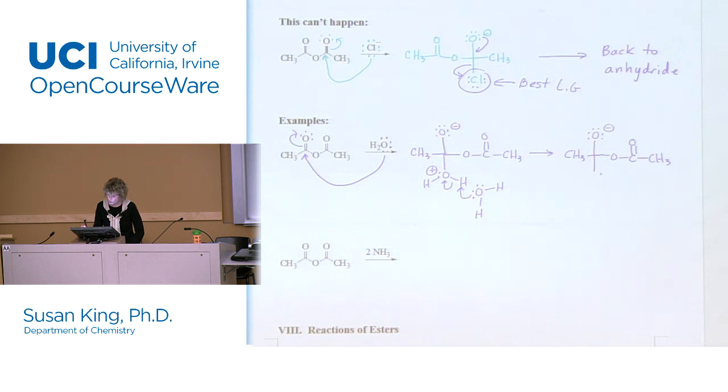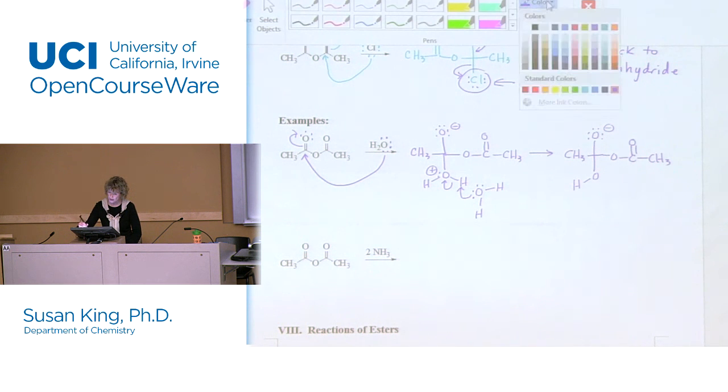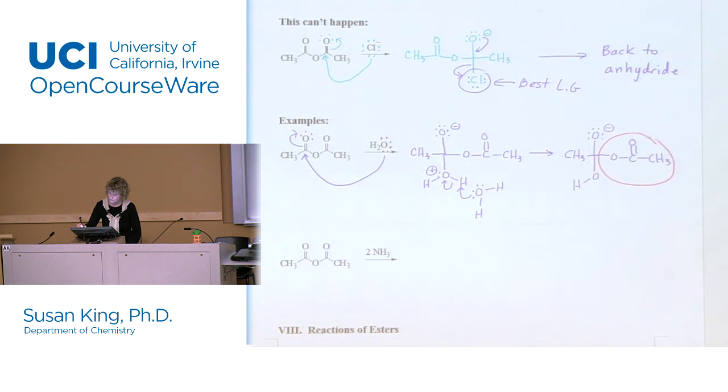So this reaction will go without acid or base, but it works a lot better when you do use acid or base catalysis. And so now we definitely have our best leaving group here. That's our best leaving group. So electrons come down and we kick off the best leaving group. Then that leaves us with a carboxylic acid.